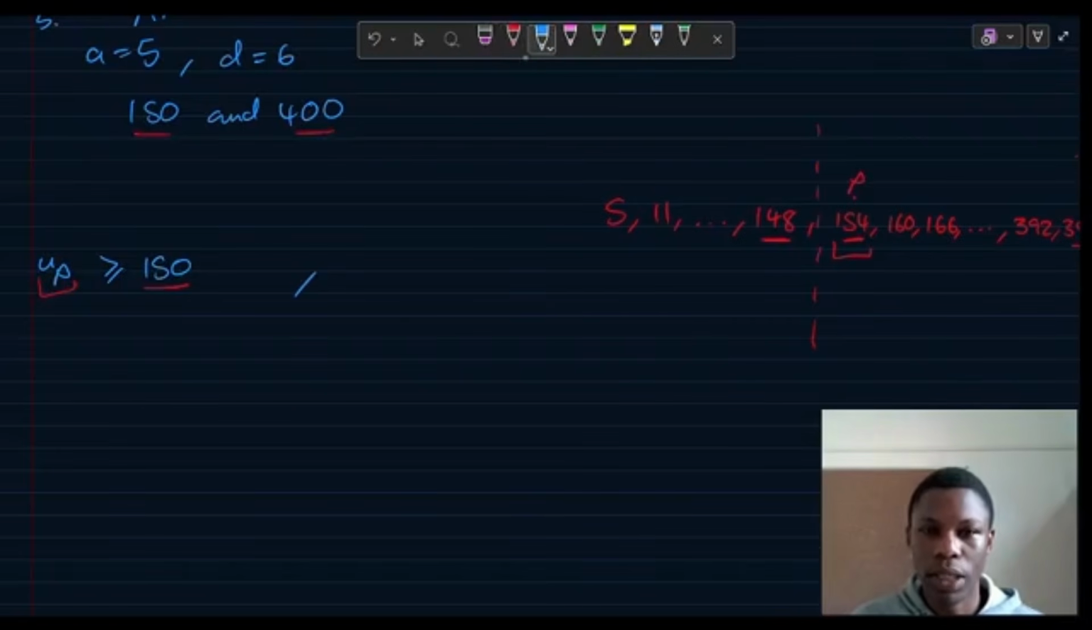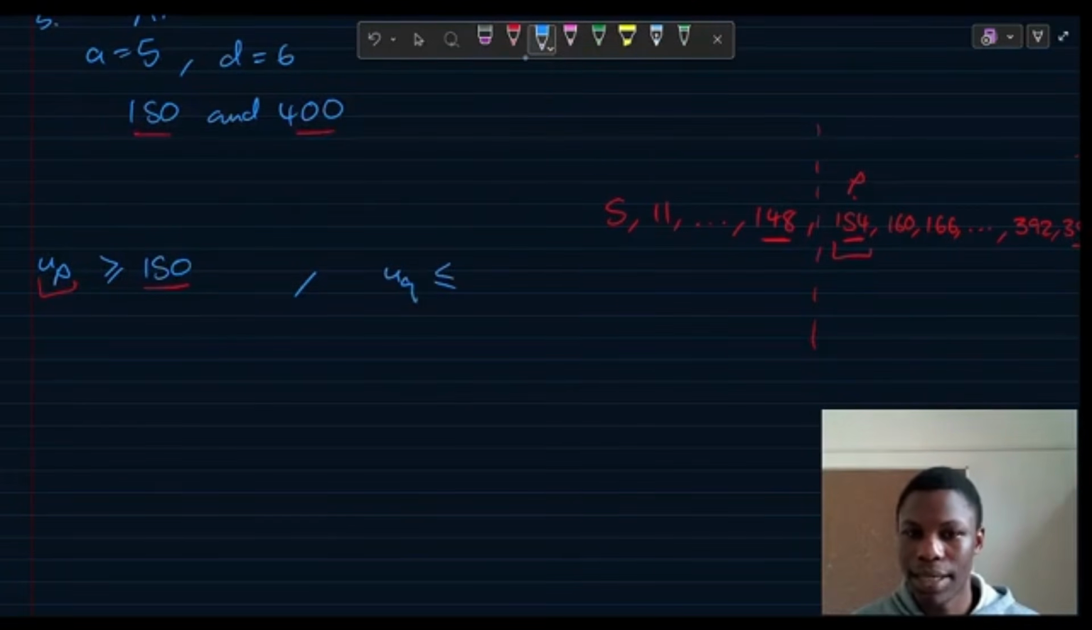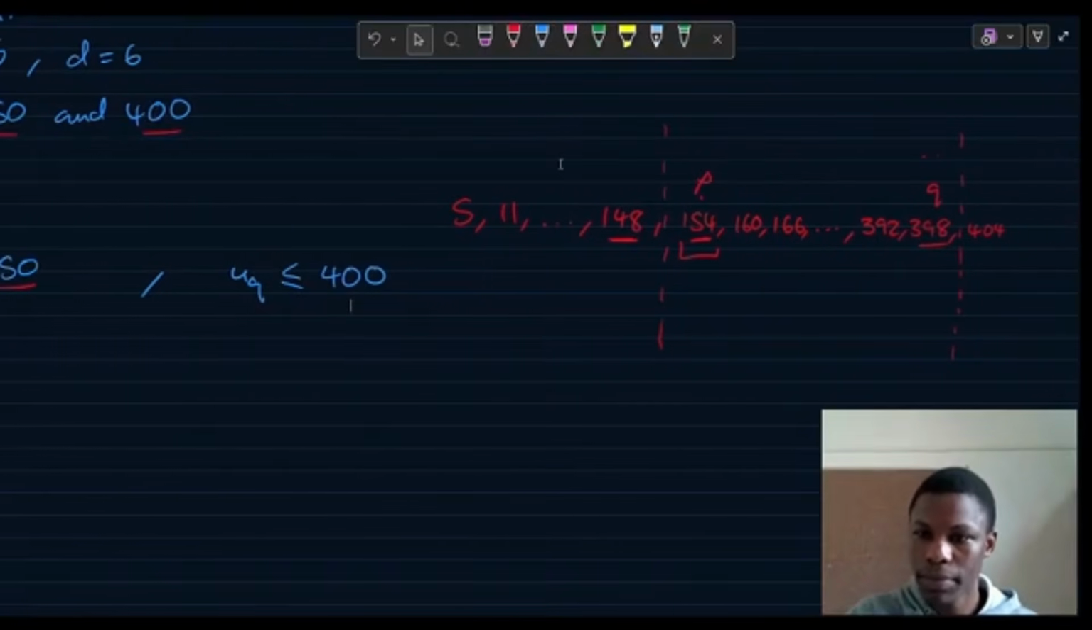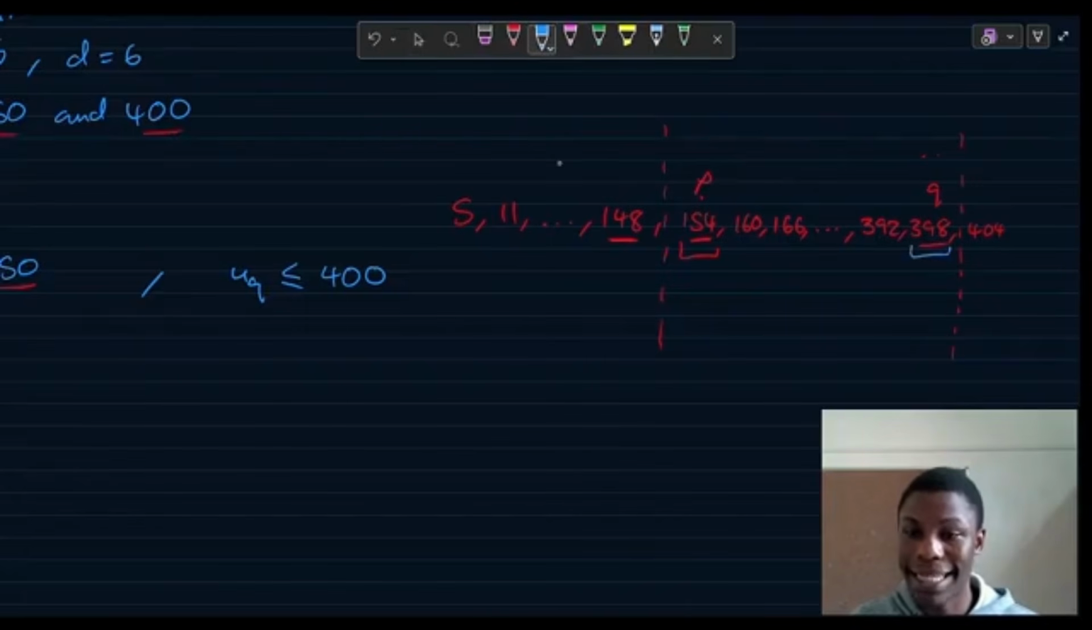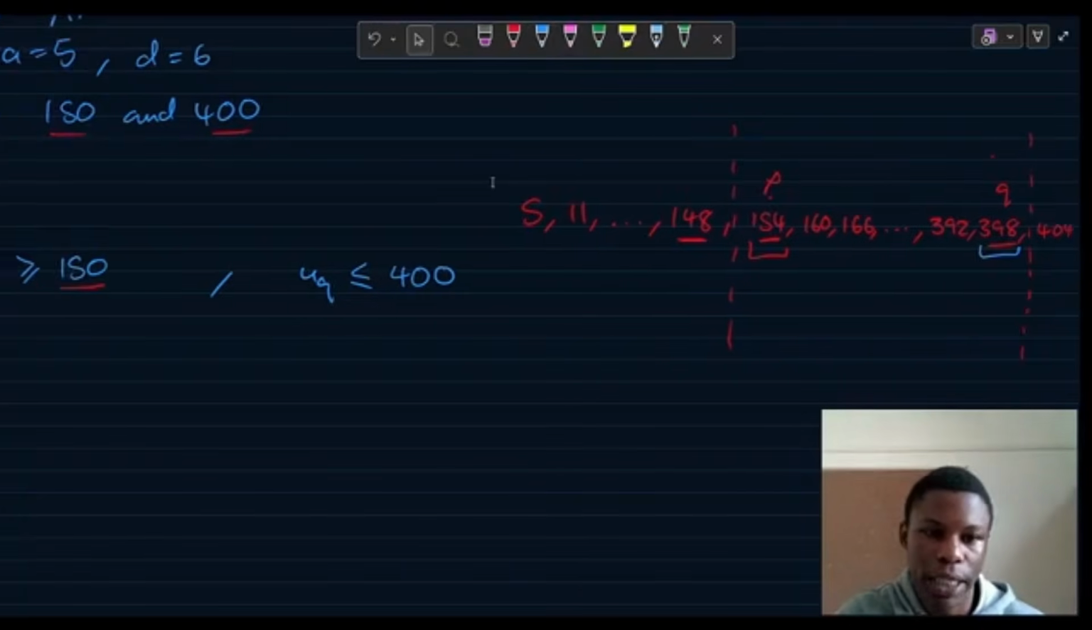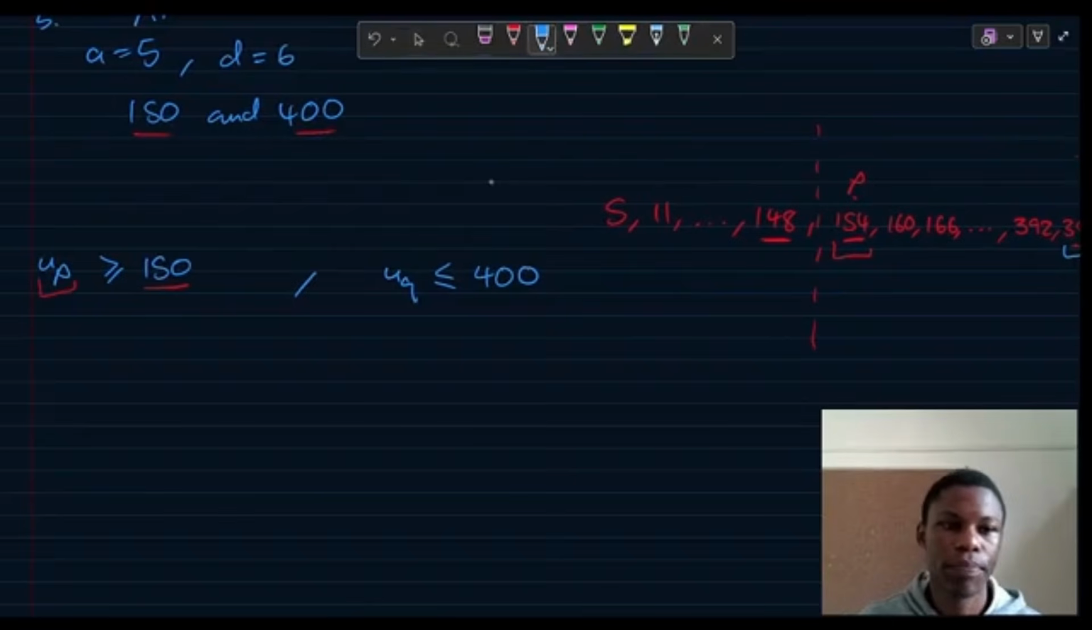Okay, and then we'd do the same thing for the last term, which we're calling U_Q. This one has to be less than or equal to 400, right? Because here, as we can tell, that's 398. The last term that we will accept is 400. Anything more than 400, we won't accept. So we want to find the last term that's just less than 400, or equal to, if that's the case.